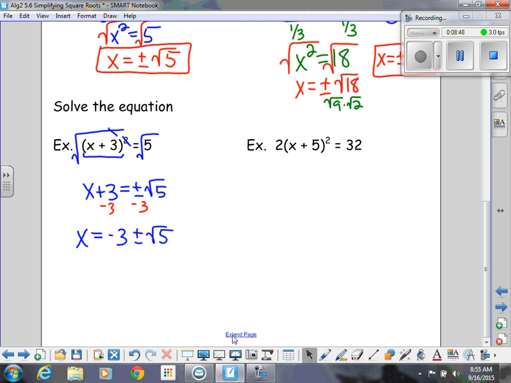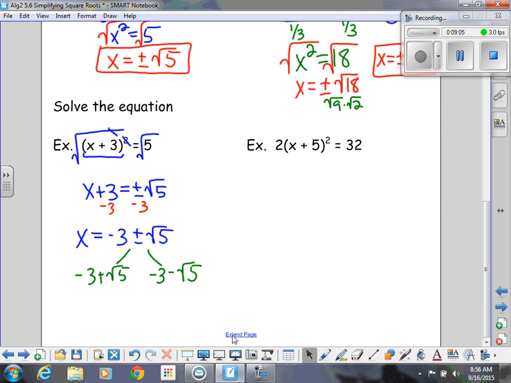If you wanted to get decimals, you could do that. You could do negative 3 plus square root of 5 on your calculator. That would give you one decimal. And then you could do negative 3 minus square root of 5. That's the other decimal. Okay, so that's what that answer really means.